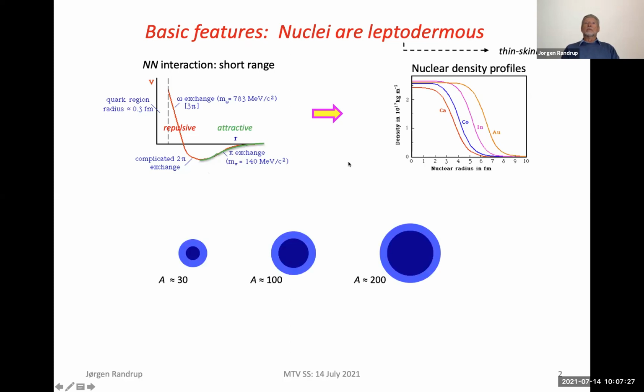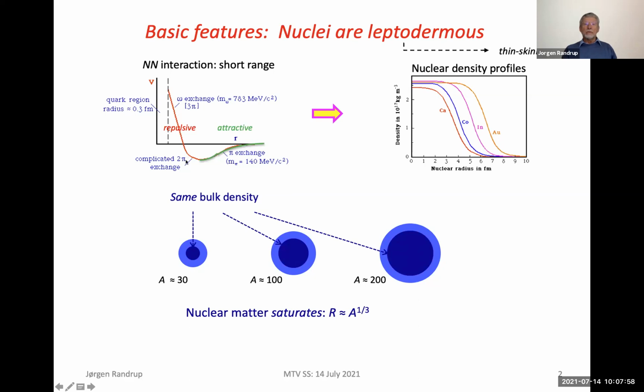It sounds maybe trivial. Here is a sketch of that. It just gets bigger and bigger, and the interior doesn't change. You can see here's a calculation of the density profile. It's the same density inside, what we call nuclear matter density. And then you have a surface profile that is pretty much the same for small nuclei and big nuclei. So nuclear matter saturates, so you get the same density all the time, and it's fairly incompressible because of this very strong repulsion. And then they are leptodermous. They have a thin, relatively thin surface region.